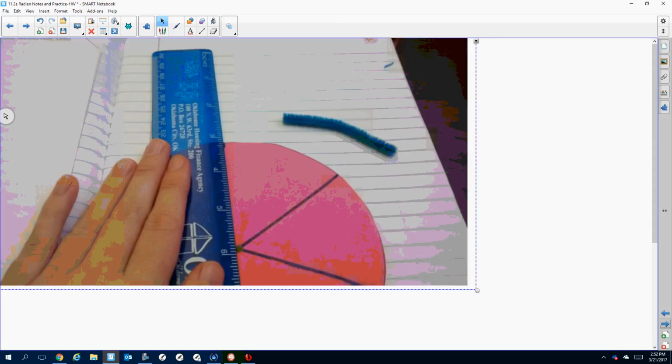And we're going to make another piece. We're trying to figure out how many pieces, how many sections of radians would end up being on a circle. All the way around the circle.